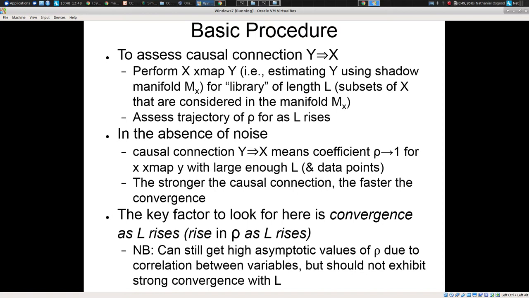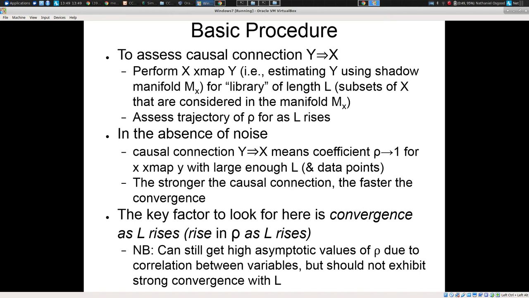Okay, so what do we do? How do we assess causal connections? Basically, we perform what's called cross mapping. So we reconstruct the state space for a given length L. So we have the shadow manifold for a given library size of length L. And for the different points in that reconstructed state space, we assess the correlation in their prediction of Y between, for a given point, its true value of Y versus the value of Y associated with its neighboring points.